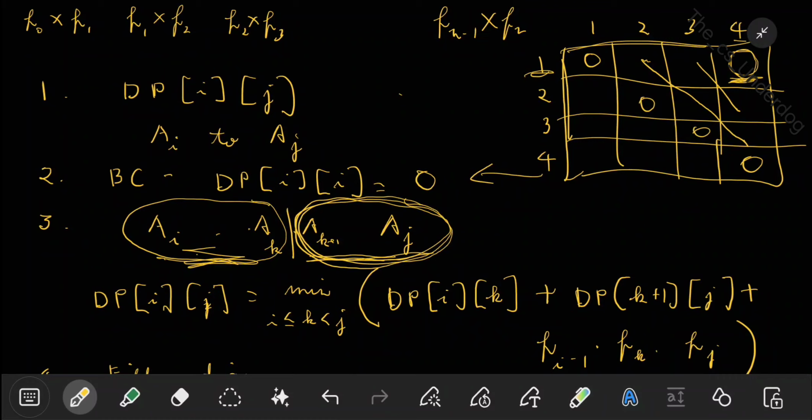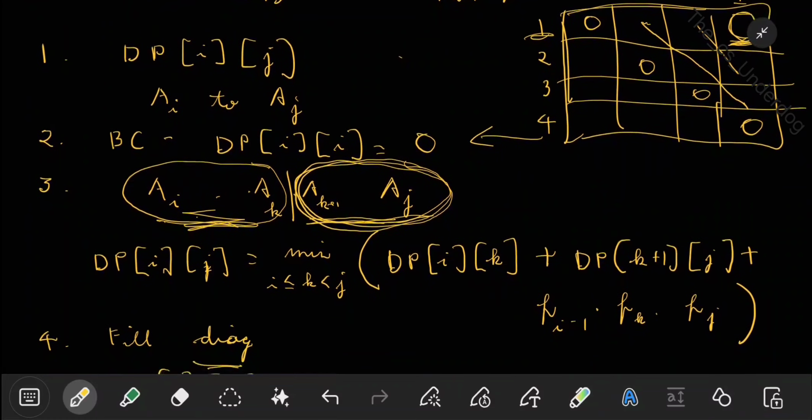So here, if you are going through the algorithm once more, first step is to understand what is each element dpij in this dynamic programming table. Next step is to understand the base case. The base case is the case which says that if you have only one matrix, then the total number of scalar multiplications required is 0. This is the base case.